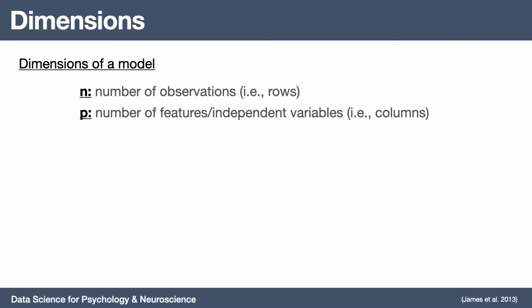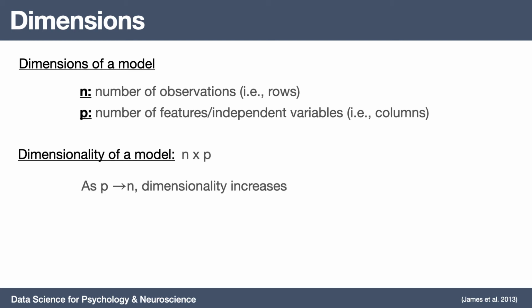So that means that the dimensionality of a statistical problem is n by p, the number of rows by the number of columns. And specifically, as n approaches p, as you have fewer observations relative to the number of variables you're using to describe y, the dimensionality of the problem increases.